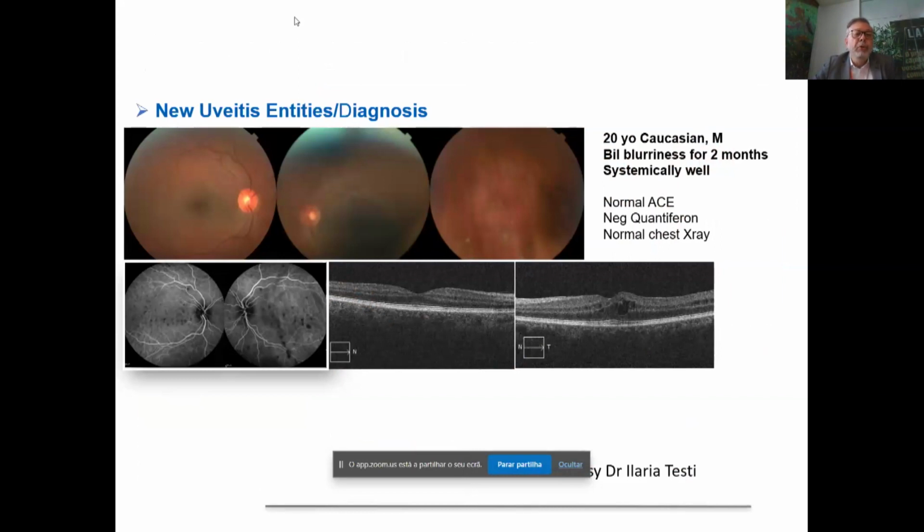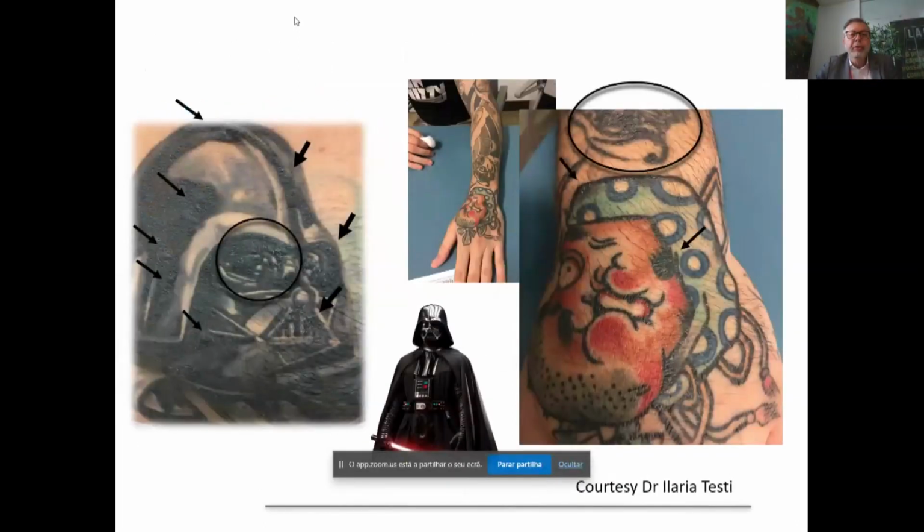And this patient had features suggestive of sarcoidosis. You see the fundus image also showing the snowballs. Well, the uveitis was triggered in this case by a tattoo. So the pigment of the tattoo was generating the reaction.